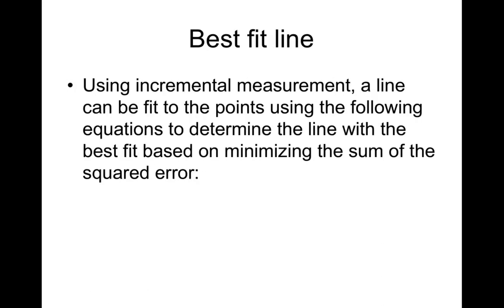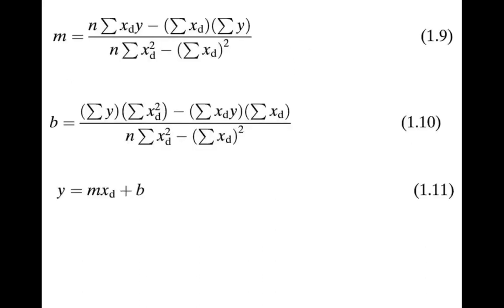So when you use incremental measurement, you can actually determine a best fit line, and you can fit a line to the points, and then that gives you a calibration curve of your instrument. That's best done by minimizing the sum of the square error. So basically, to find the slope of that best fit line, n is the number of measurements, x is the incremental variation of x, y is the y output. And so these two formulas will give you the slope and the offset on the y-axis.